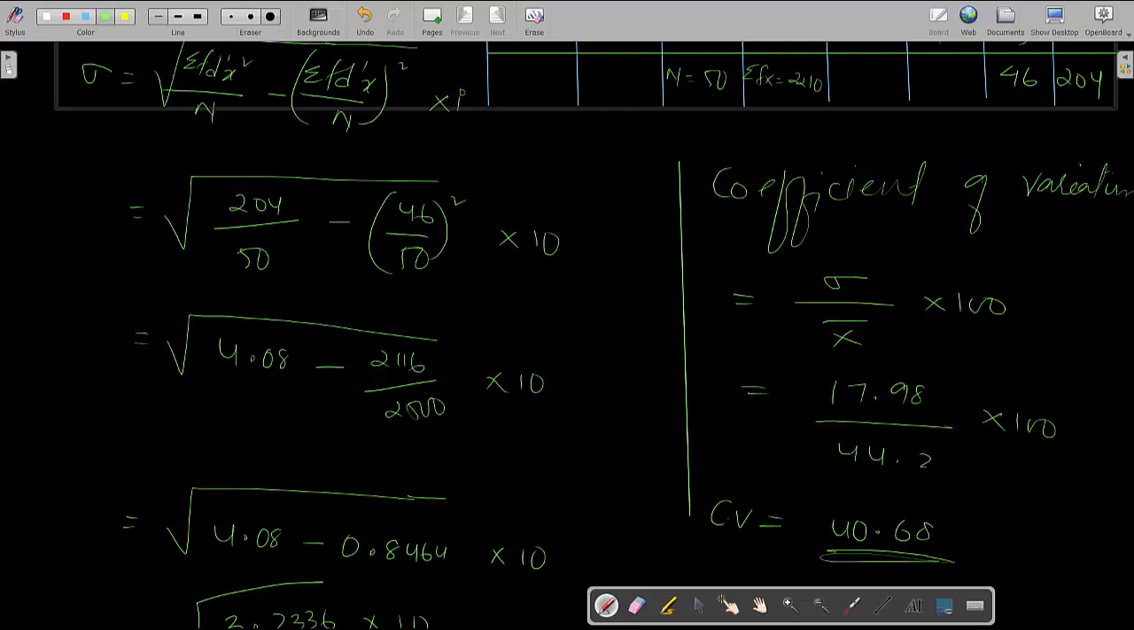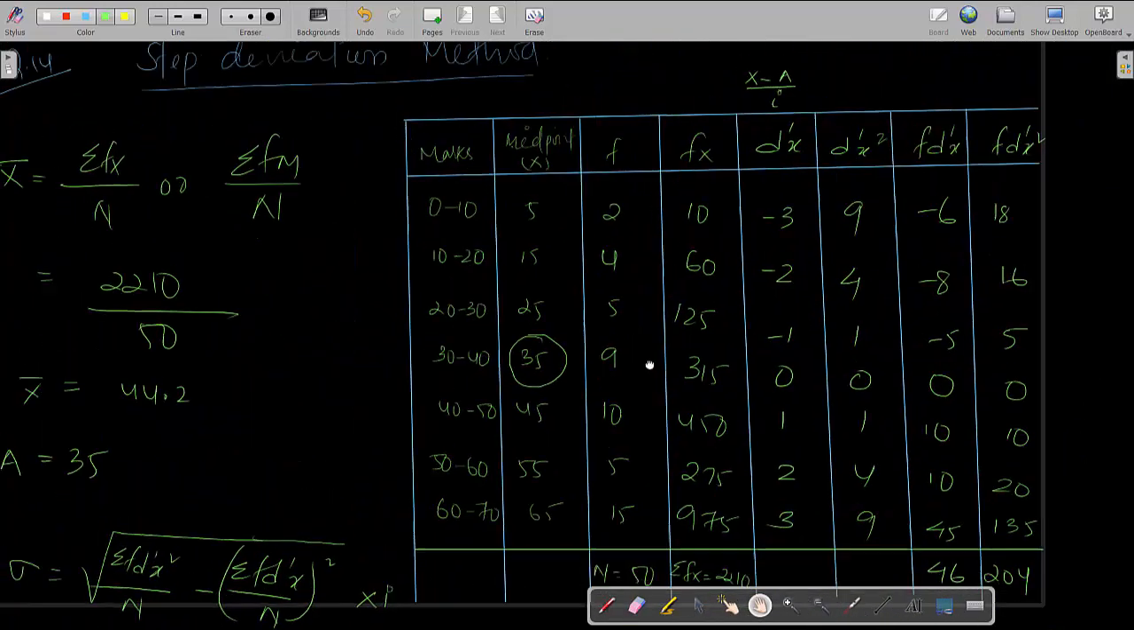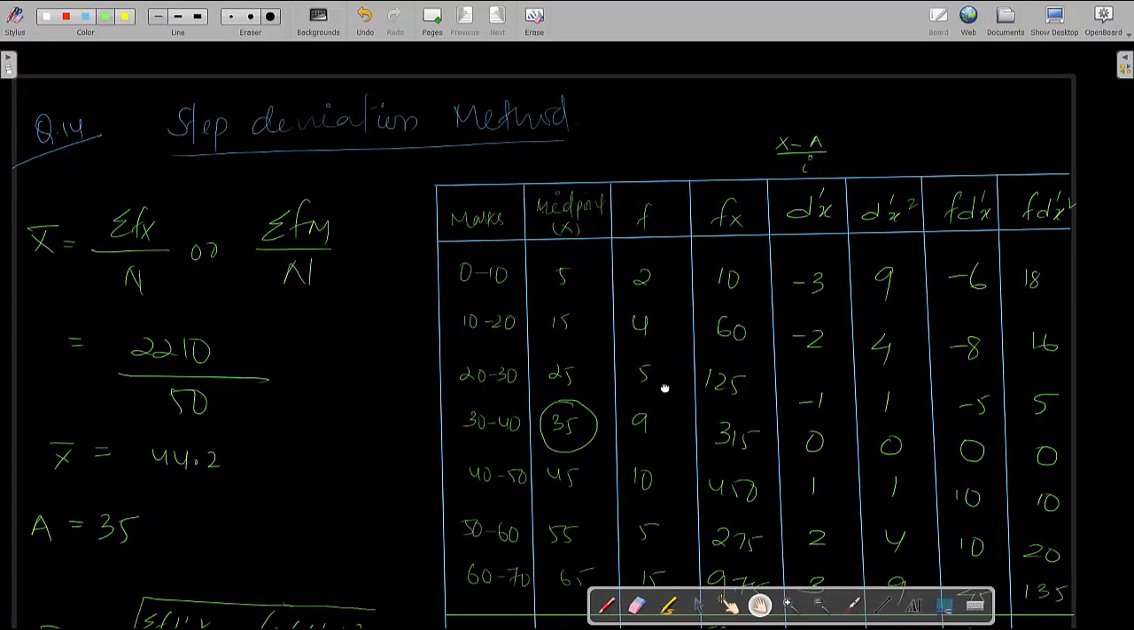So therefore, I want you to write down question number 14 by the shortcut method by yourself, and question number 9 by the step deviation method, as homework. By doing so, you will have an idea of how to solve the questions if they come in either formula, that is either the shortcut or step deviation method. Clear? So with this we have come to the end of this chapter.